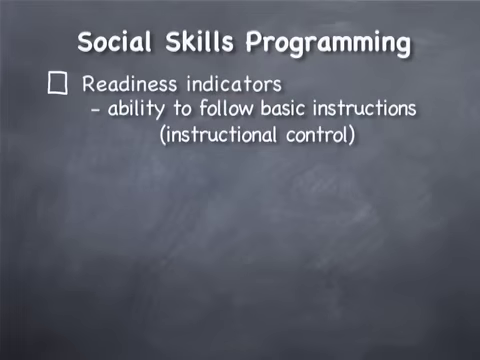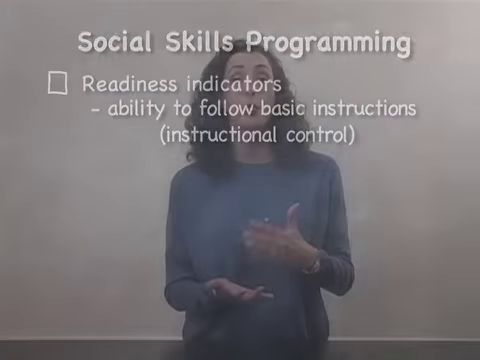The first is the ability for the student to follow basic instructions. We call this instructional control. So if you're going to work with social skills training, meaning you'll have other students around your student, you want to make sure that your student can actually respond to instructions, at least some minimal instructions. Sit down, give me 5, look over here.